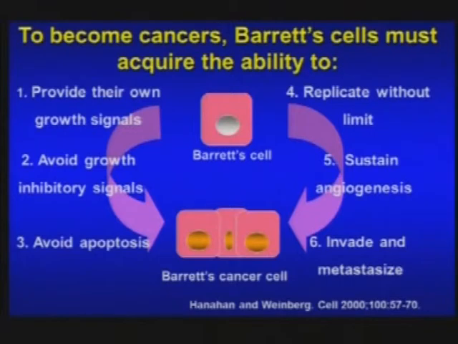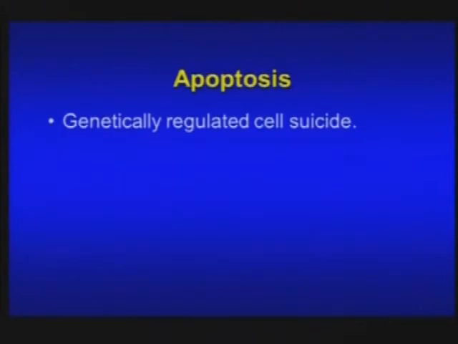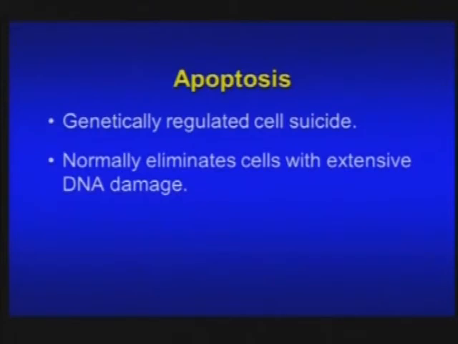Another core feature that Barrett cells must acquire as they become cancer is the ability to avoid apoptosis. Apoptosis is a genetically regulated form of cell suicide. In general, apoptosis is good because it's going to eliminate cells that have extensive DNA damage, therefore the cell can't replicate and cause sustained or lasting mutations.